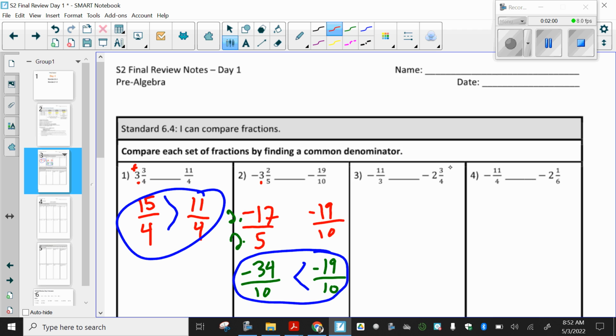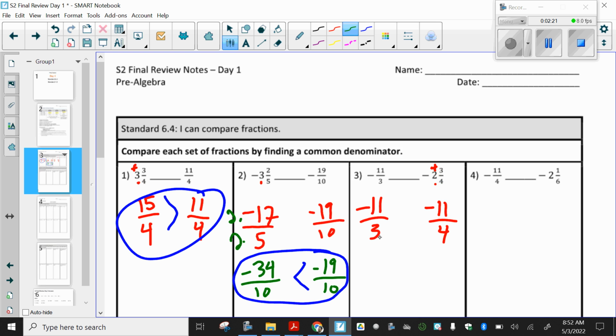Again, different formats. So we have the negative 11 thirds right here. We can keep that. This one we know it's over 4. We know it's negative, but we have to convert for the top number. So 4 times 2 is 8, plus 9, 10, 11. We have negative 11 thirds compared to negative 11 fourths. Our bottom numbers don't match, so we have to convert again.